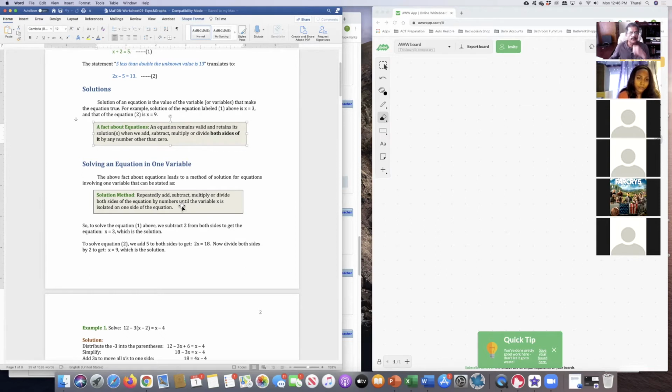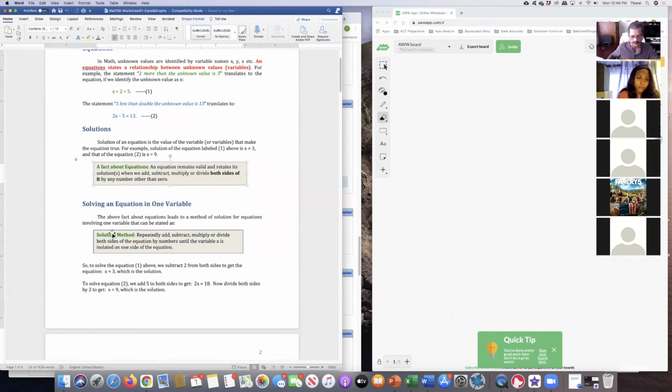So if you want to do that process for this equation number 2, let me do that on the board. I pick up the pencil, hold on. Okay, so the equation is 2x minus 5 equal to 13. So the process involves adding or subtracting or dividing both sides so that the x will be isolated. So what do we need to do first? To solve this equation, we need to isolate the x.